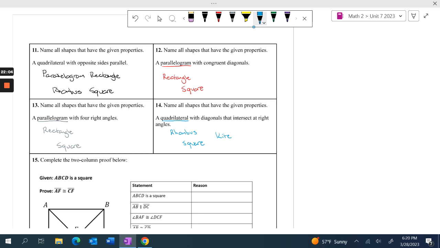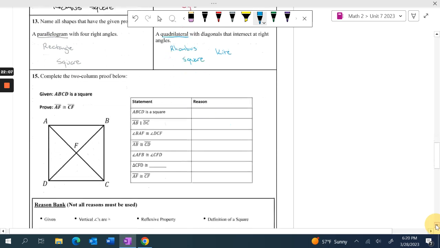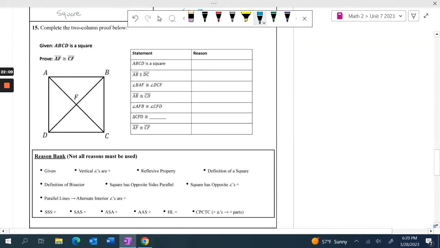Okay. Number 15. We're going to complete the two-column proof below. We have our reason bank of what we could choose for our answers. Okay, notice in my proof, remember we've talked about all proofs having commonalities. There is always a given. Our given is shape ABCD is a square. And then we're going to prove that AF is congruent to CF. Okay, so statement number 1 is your given. So the first reason is given.